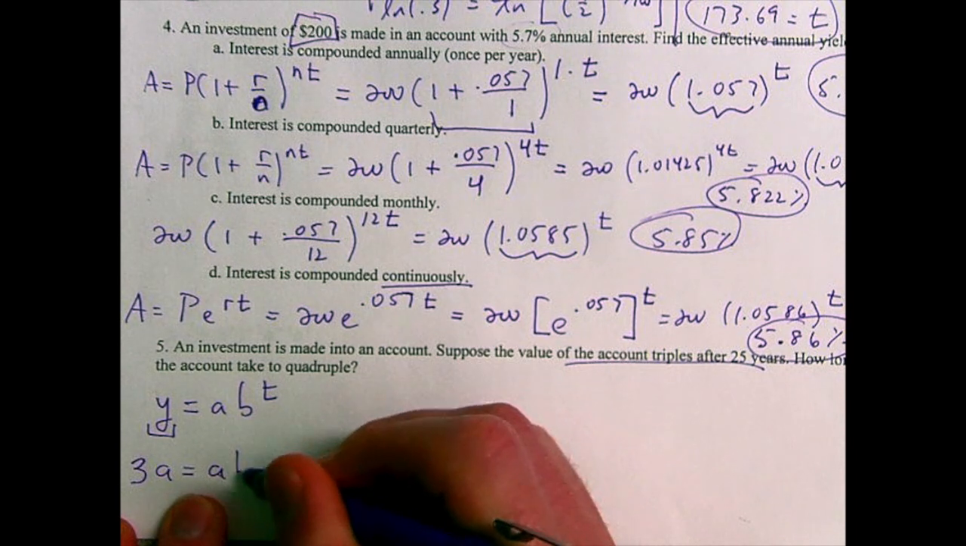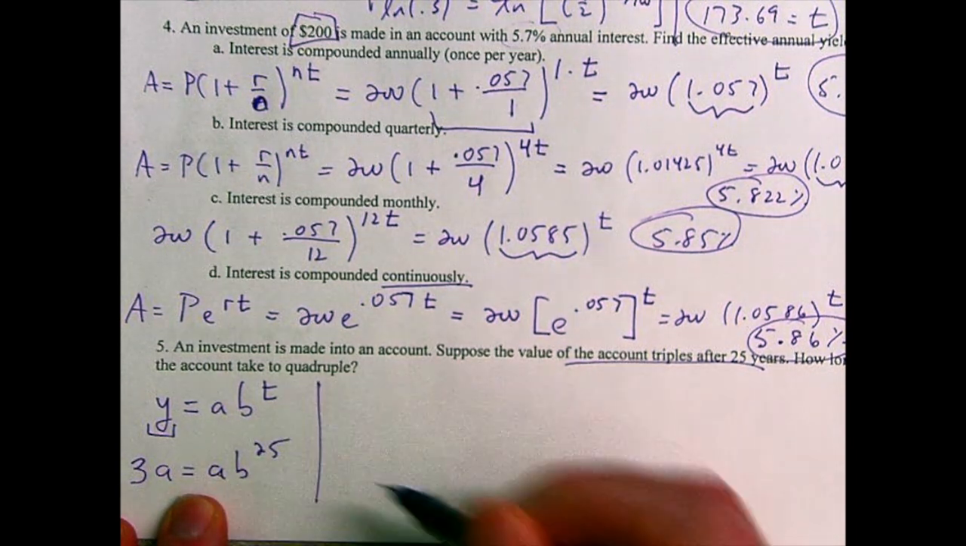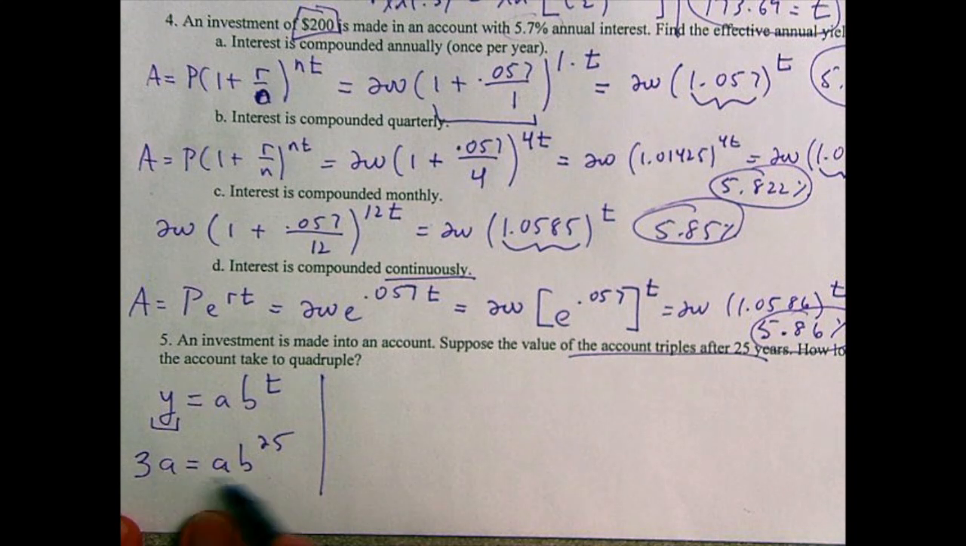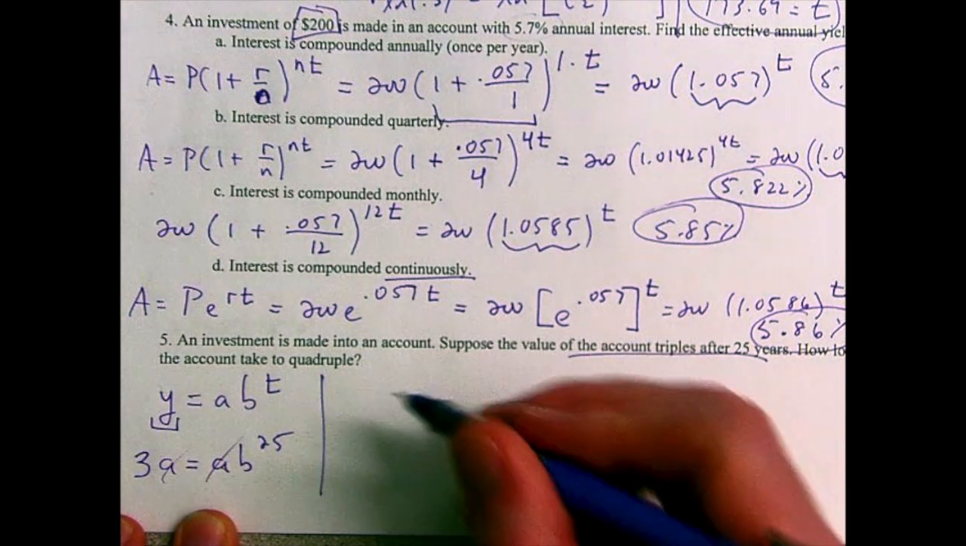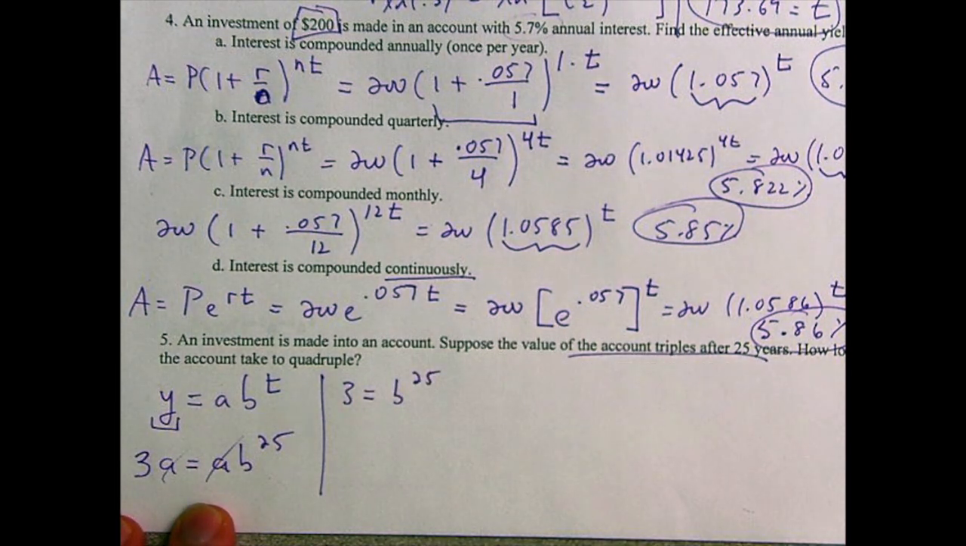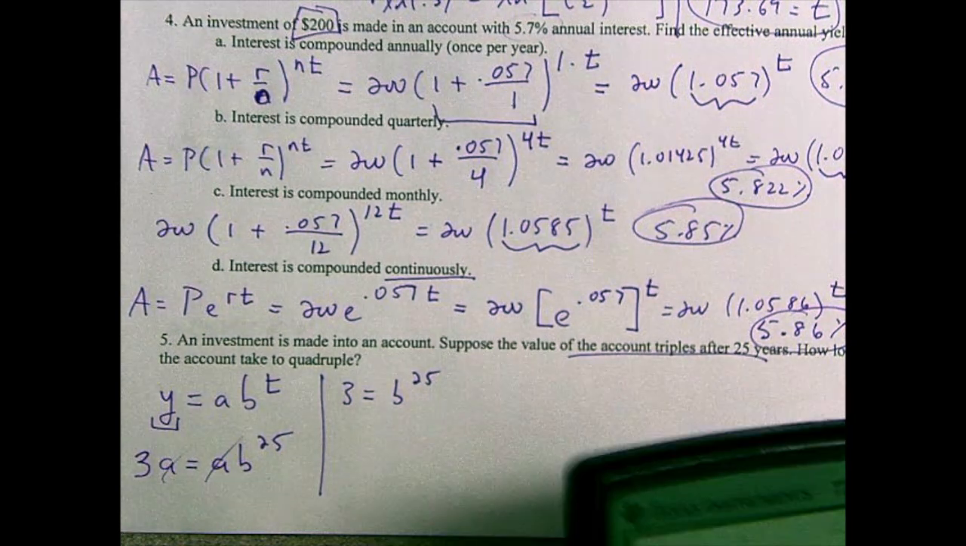Equals ab to the 25. Do you see what I've done here? I've said that when t is 25, the current amount y should be 3 times the original amount a. Well, you can divide both sides by a, and you just have 3 is equal to b to the 25th. B is the only unknown, so you can actually solve this equation for b.